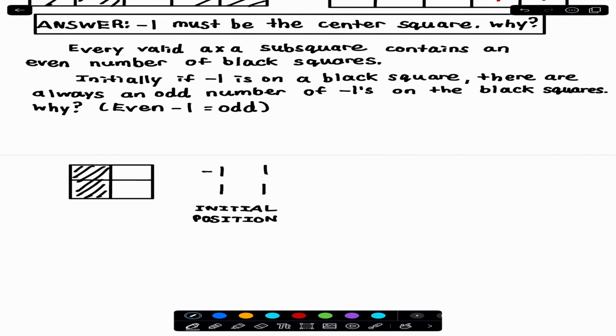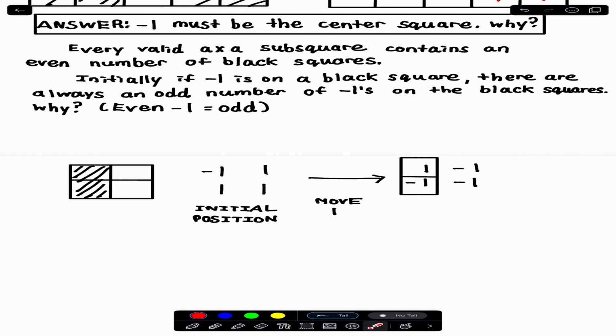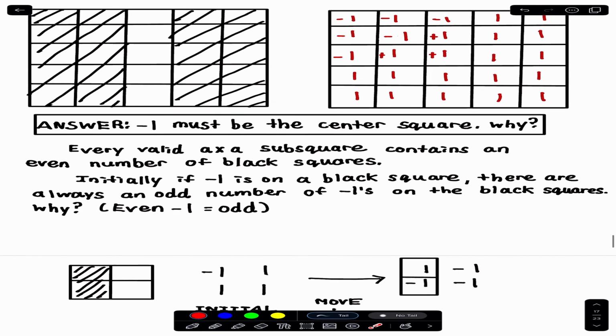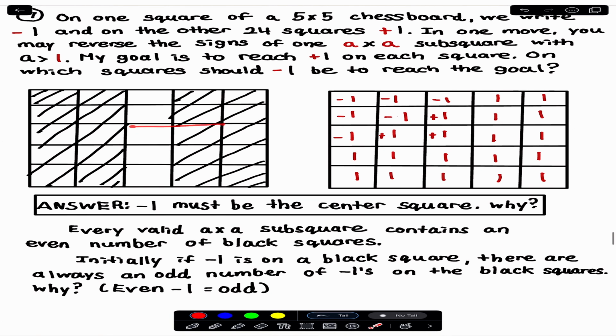If -1 starts on a black square, so let's say after our first move, move 1, we're going to be changing the signs, right? So we got 1, -1, -1, and -1. And remember, because this is the black column, notice we have 1, -1 now, which is odd. We can continue to do this if you need more examples. You really want to get this.